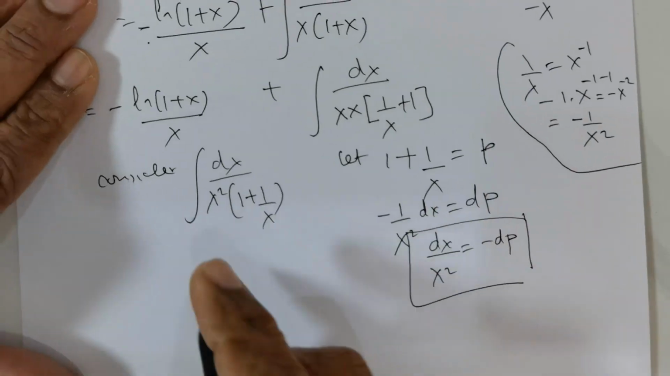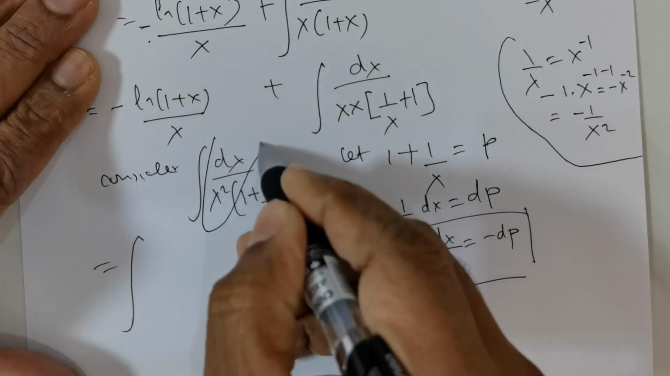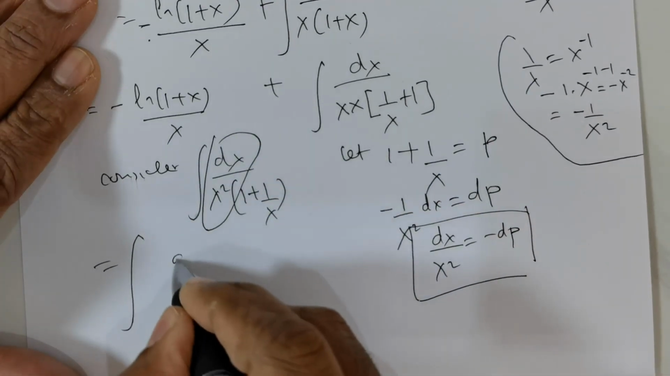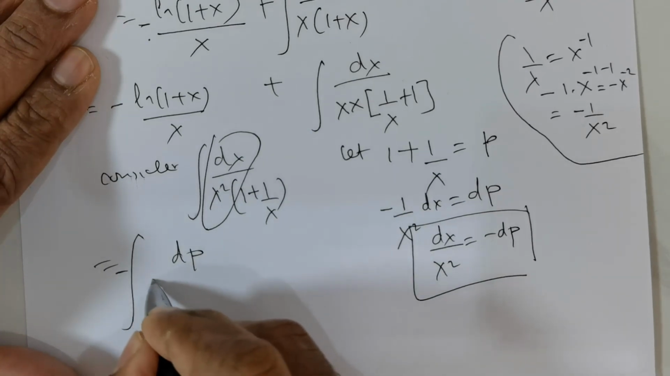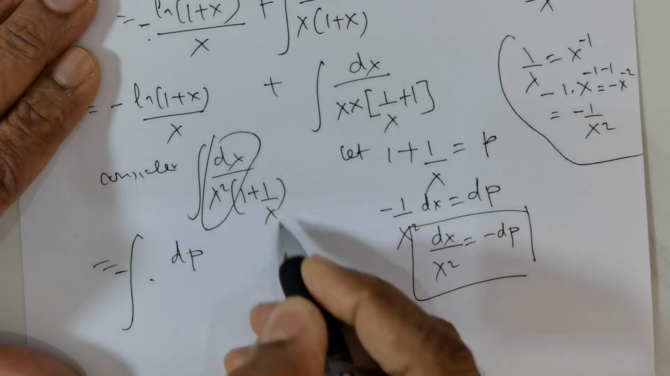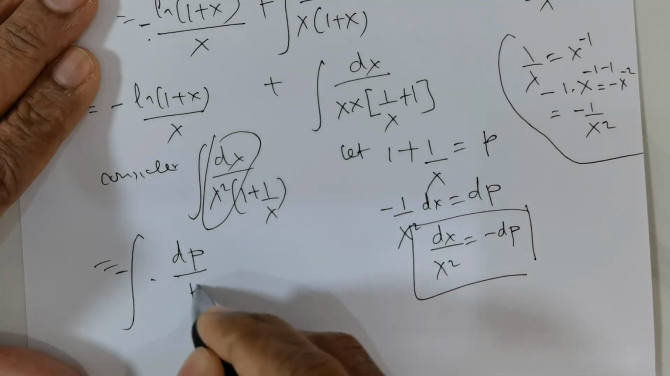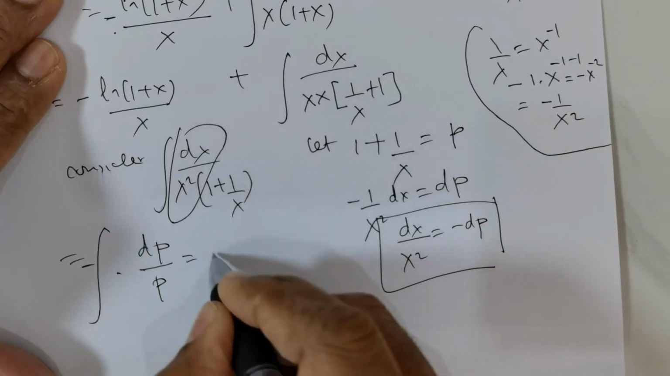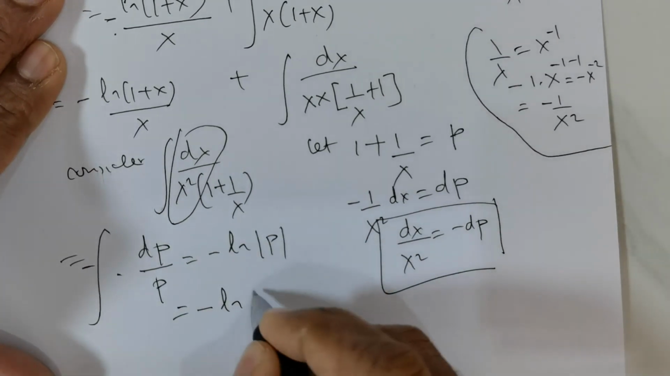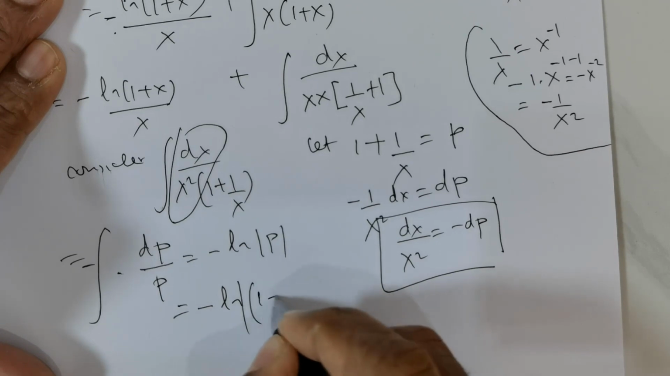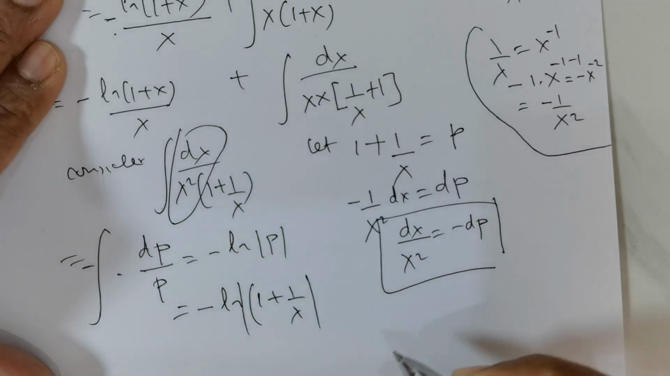Now take this and substitute here: in place of dx over x squared, I have negative dp, and you have 1 over 1 + 1 over x, that's going to be p there. So this is going to be equal to negative ln of p, which is equal to negative ln of (1 + 1 over x).